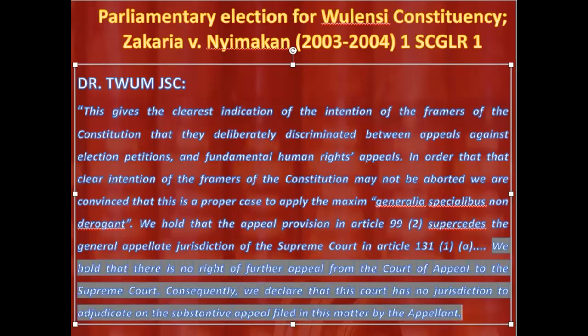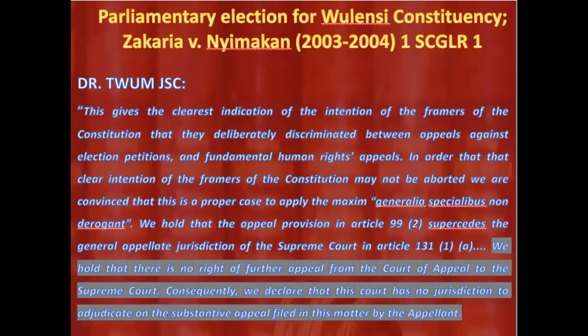These are the words of Dr. Chum JSC in the case of Parliamentary Election for Woodlands Constituency, Zachariah versus Nimakine, 2003-2004, 1 Supreme Court of Ghana Law Report at page 1. So what we have done so far in this lecture is this. We have identified that if you want to challenge the validity of the election of the president, the operative article is Article 64 of the 1992 Constitution. And that article provides that the court that has jurisdiction in presidential election petitions is the Supreme Court.